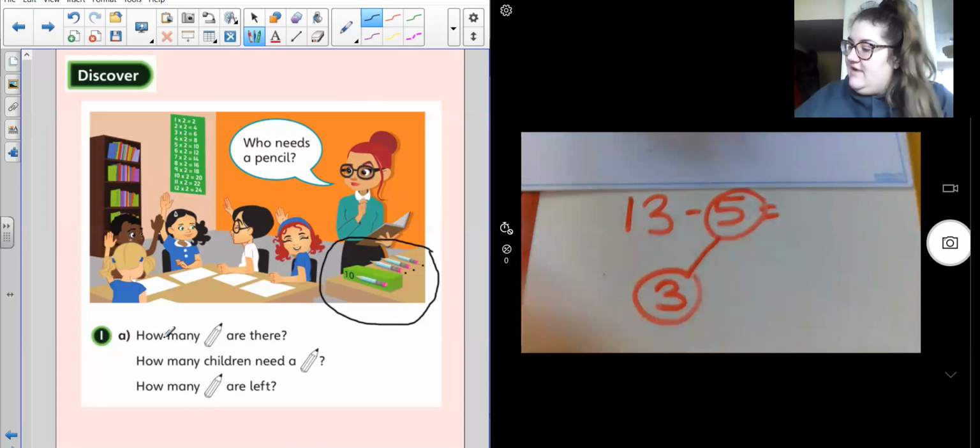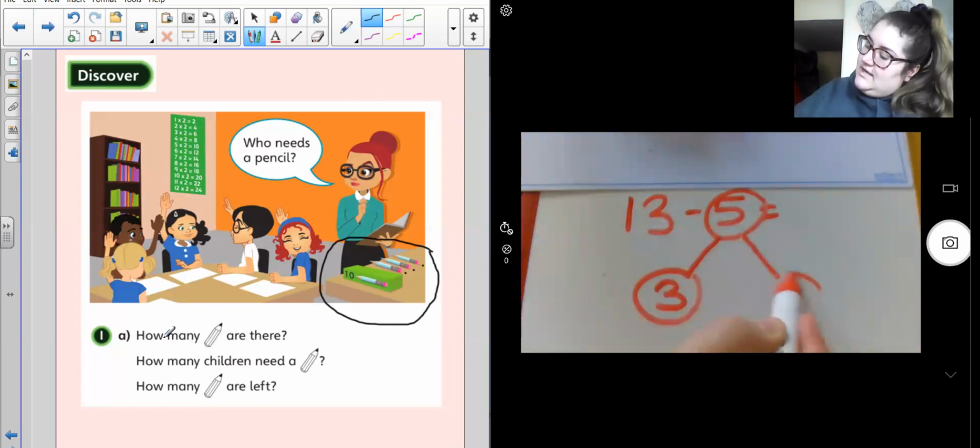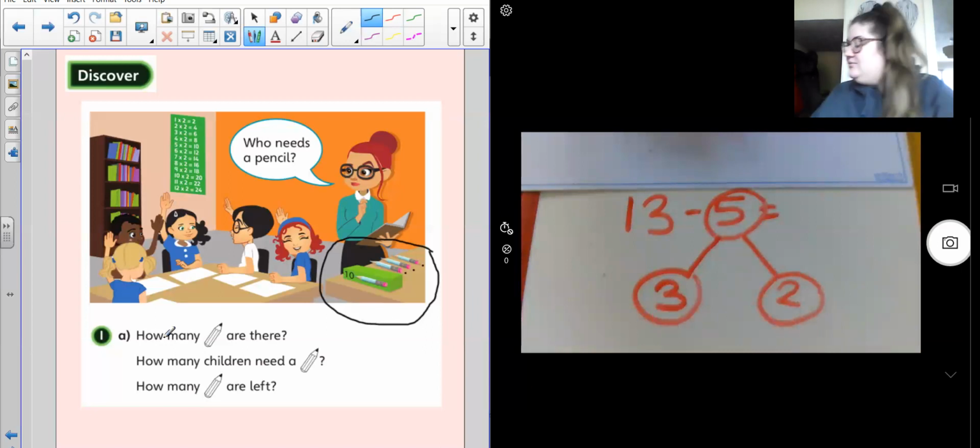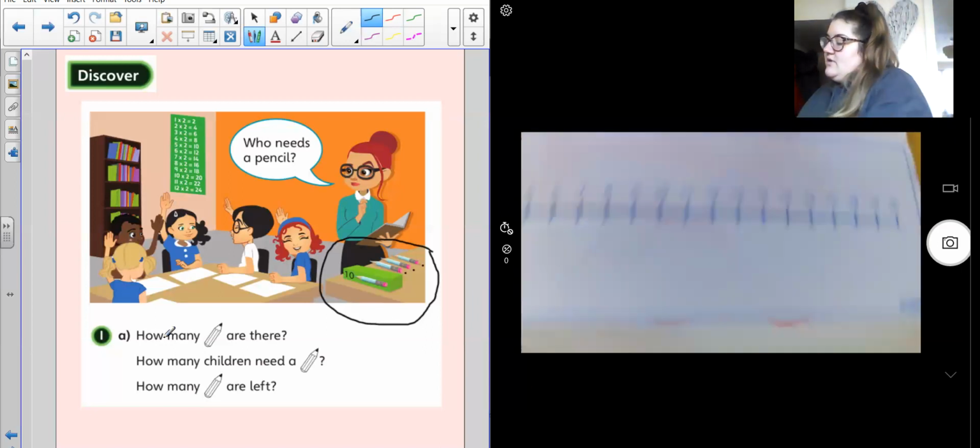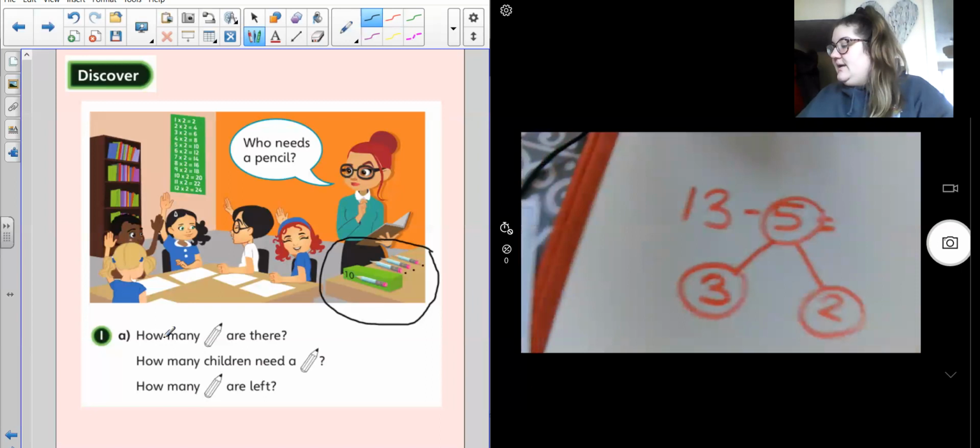So I'm going to have 3 as my first part. And how can I make 5? 3 and 2. Okay, and now this is where I'm going to show you this on the number line.